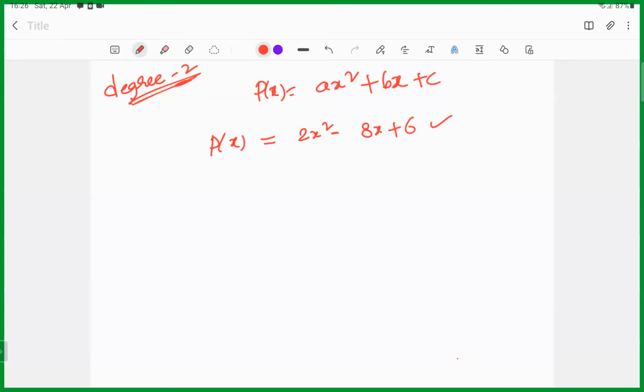Sorry, 2x. You're correct. Let them do it again. So the factors are 2x minus 6 and x minus 1, sir. So x is equal to 3, and x is equal to 1. Very good. X equal to 3 and x equal to 1.